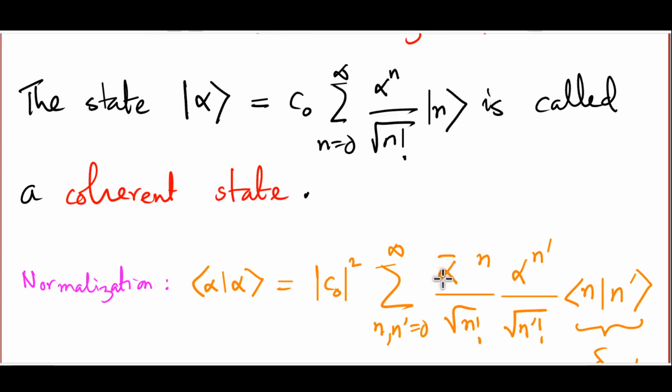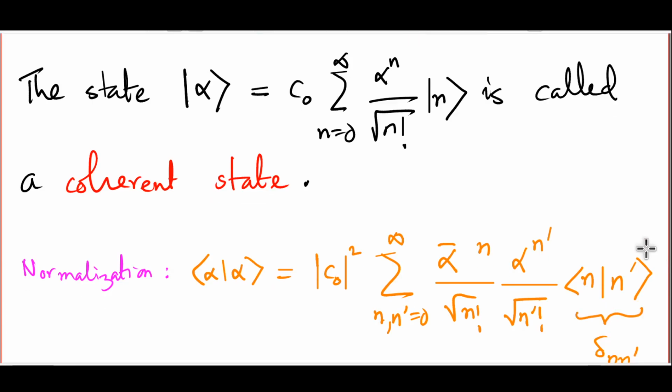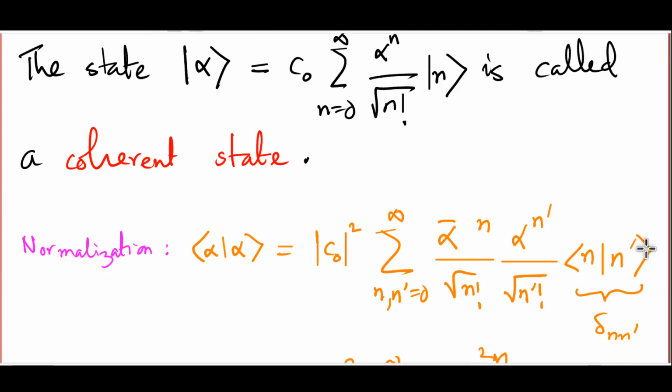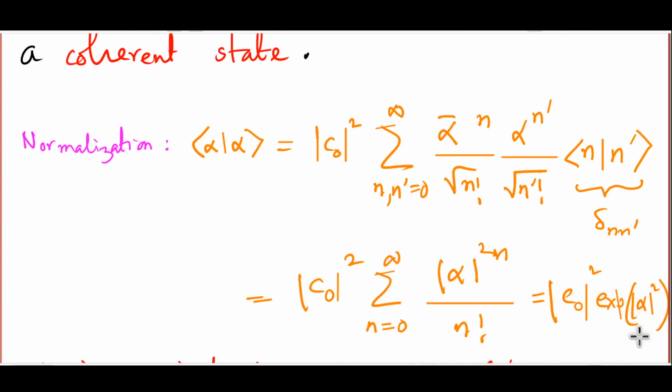That's why the alpha has changed to alpha bar. Here by bar I denote the complex conjugate. Times alpha to the n prime by square root of n prime factorial. Of course, the bra here had a ket n and the ket has a ket n prime, and that's what this overlap is here. But we do know that this can be simplified drastically. This overlap is nothing but the Kronecker delta symbol, delta n n prime, and if we just use the properties of the delta symbol, this sum simplifies drastically. Instead of a sum over both n and n prime, it becomes a sum over only n, where all the n primes are essentially replaced by n.